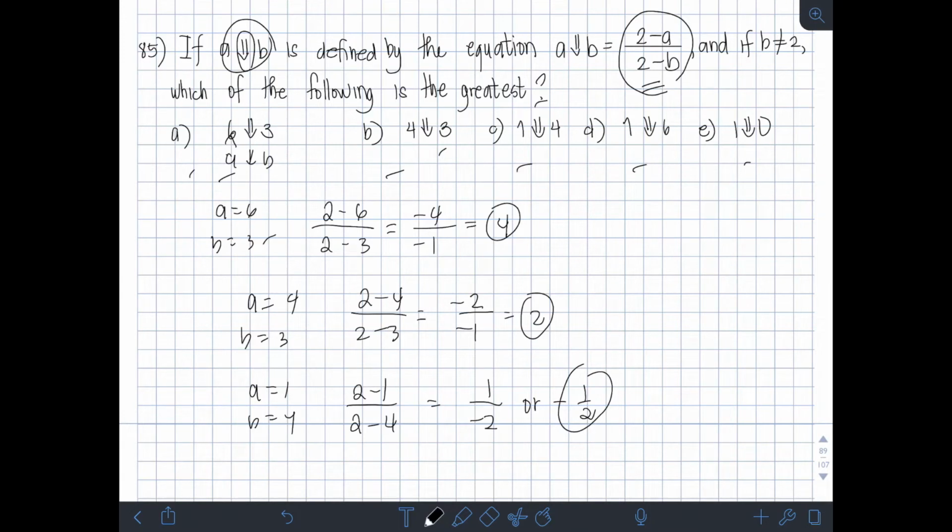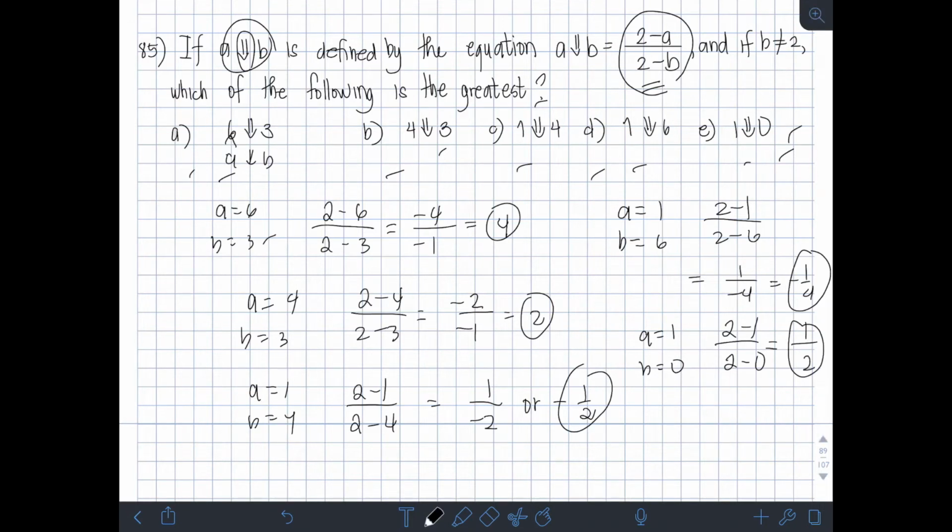Then for D, so A natin is 1, B natin is 6. So we have 2 minus 1 over 2 minus 6. We have 1 over negative 4 or negative 1/4. And for E, we have A is 1 and B is 0. So we have 2 minus 1 over 2 minus 0 or 1 over 2 or positive 1 half. So, base dito sa mga nakuha nating value, ano yung pinakamalaki? Si A, right? So, therefore, the answer is letter A.